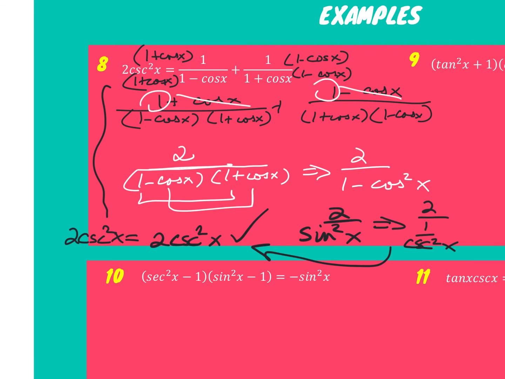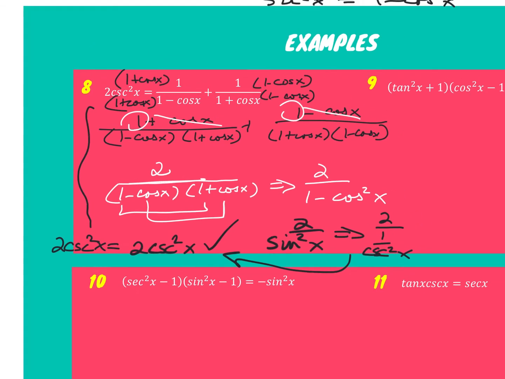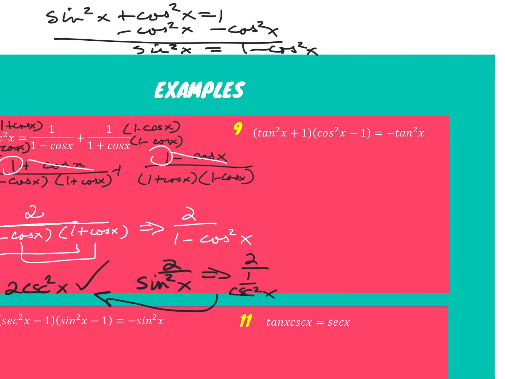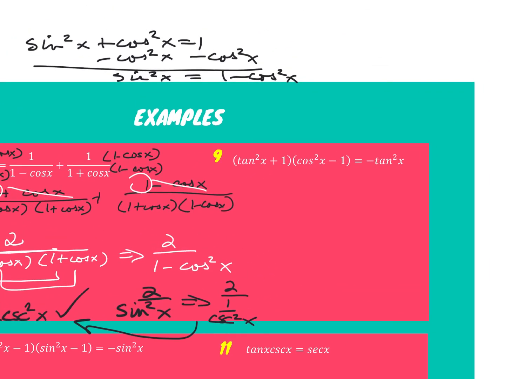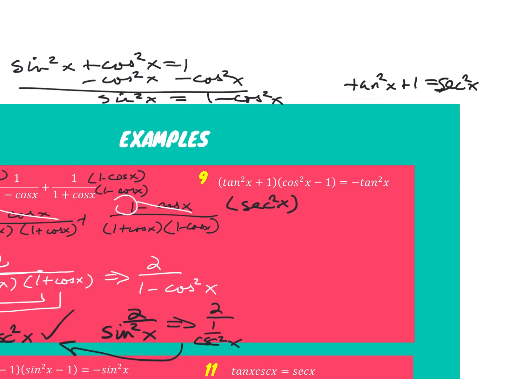For the next one, I'm going to use 2 Pythagorean identities and do a substitution. So for the first one, remember you have this identity, tangent squared x plus 1 equals secant squared x. So that's what I'm going to replace here. And then the second one, I'm going to rearrange this one.